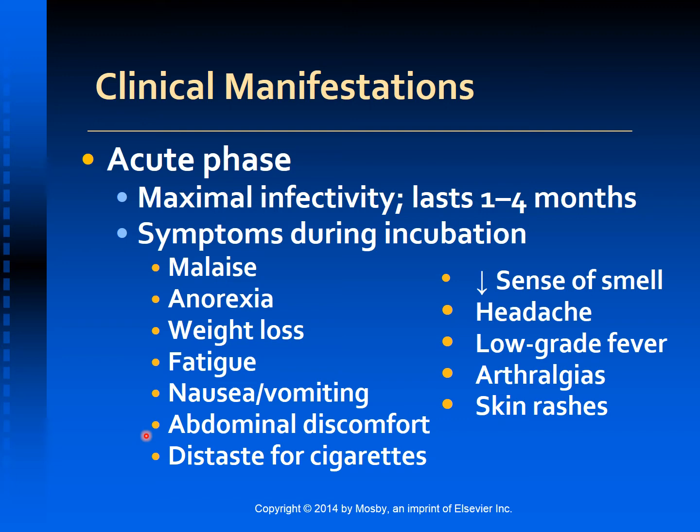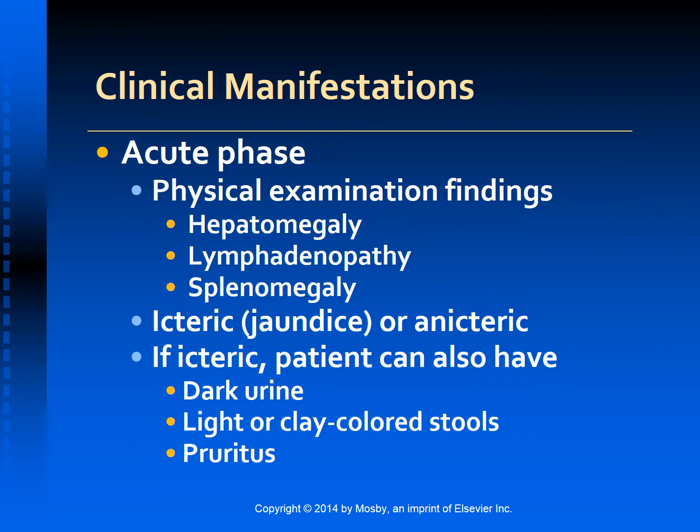and if a smoker, may have distaste for cigarettes. Sense of smell is also decreased. Other symptoms may include headache, low-grade fever, arthralgias, and skin rashes. Physical examination may reveal hepatomegaly, lymphadenopathy, and sometimes splenomegaly. The acute phase may be icteric or jaundiced, or anicteric or no jaundice.